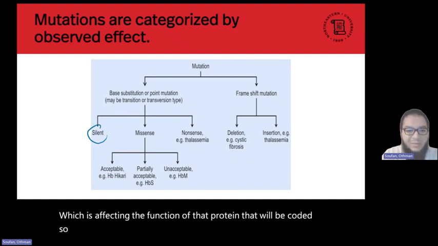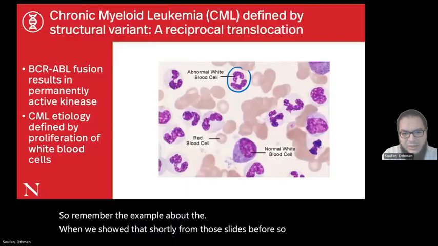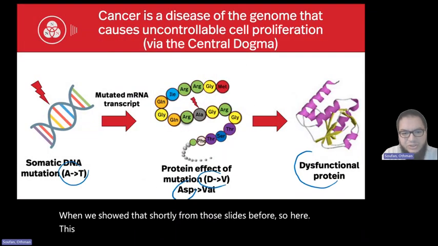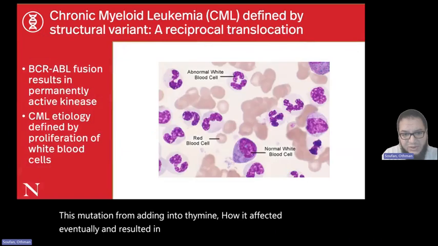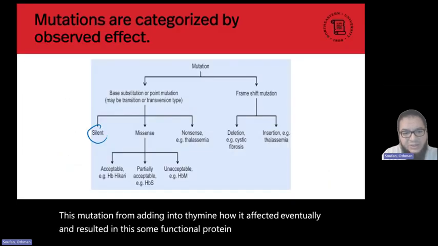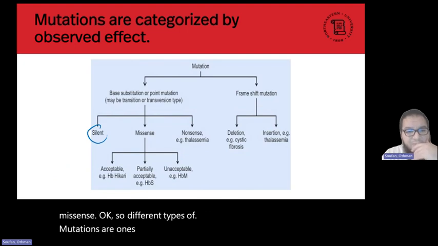So remember the example we showed shortly in the slides before. Here, this mutation from adenine to thymine, how it affected and eventually resulted in this functional protein. So this is kind of missense. Okay, so these are different types of mutations that we can see.